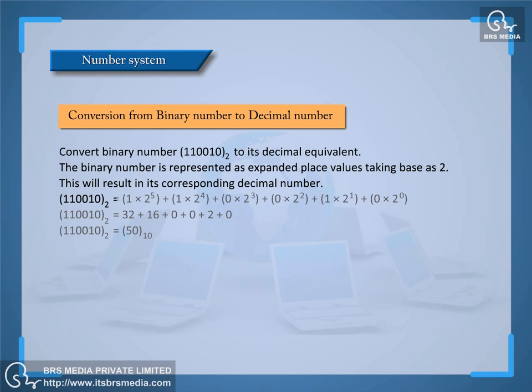110010 base 2 is equal to 1 into 2 raised to power 5 plus 1 into 2 raised to power 4 plus 0 into 2 raised to power 3 plus 0 into 2 raised to power 2 plus 1 into 2 raised to power 1 plus 0 into 2 raised to power 0. 110010 base 2 is equal to 32 plus 16 plus 0 plus 0 plus 2 plus 0. 110010 base 2 is equal to 50 base 10.